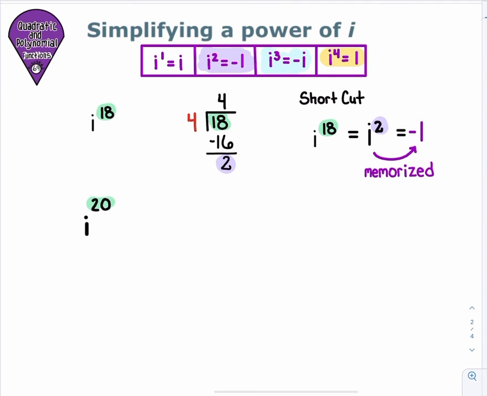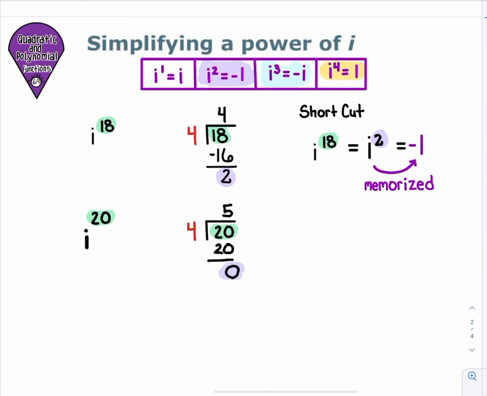To simplify i to the 20th power, take the exponent and divide it by 4. When I take 20 divided by 4, it fits in there 5 times. 5 times 4 is 20. Subtract and I get 0. All I care about is the remainder. I'm going to replace the original exponent of 20 with the remainder. So i to the 20th is equal to i to the power of 0. I do not need to use my memorized exponents here because anything to the 0 power is equal to 1.